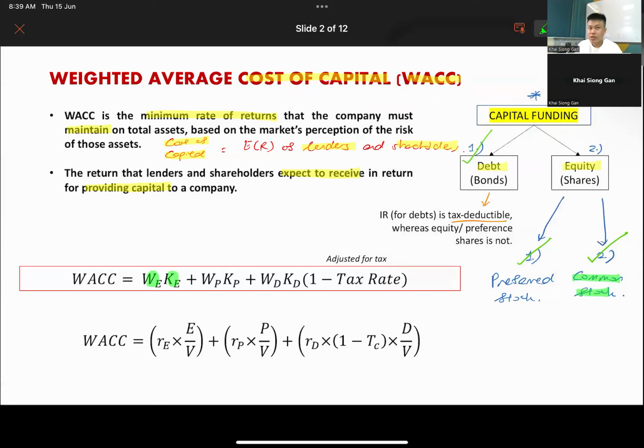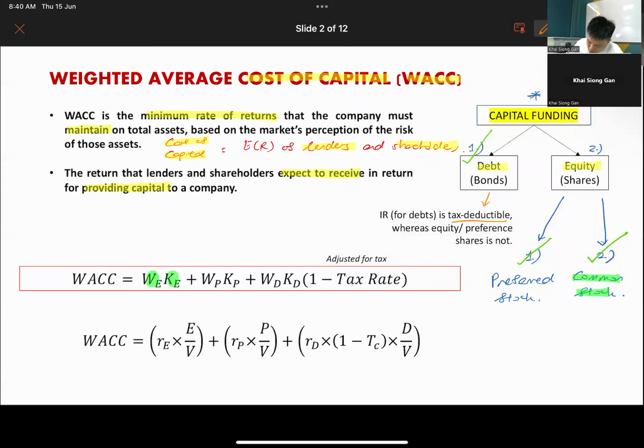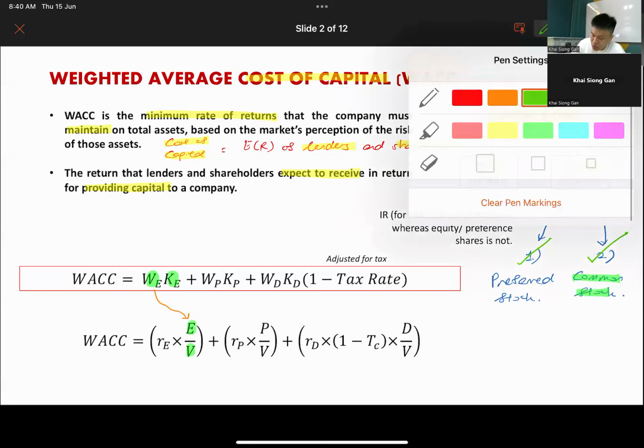When I say weightage of equity, that means I want to see how much of the value of equity is being issued as compared to the total value of the capital funding. So to calculate WE over here, I will use the market value of equity that has been issued divided by the total value of the capital funding, times the cost of equity. Cost of equity means the expectation of the returns from the equity shareholders.